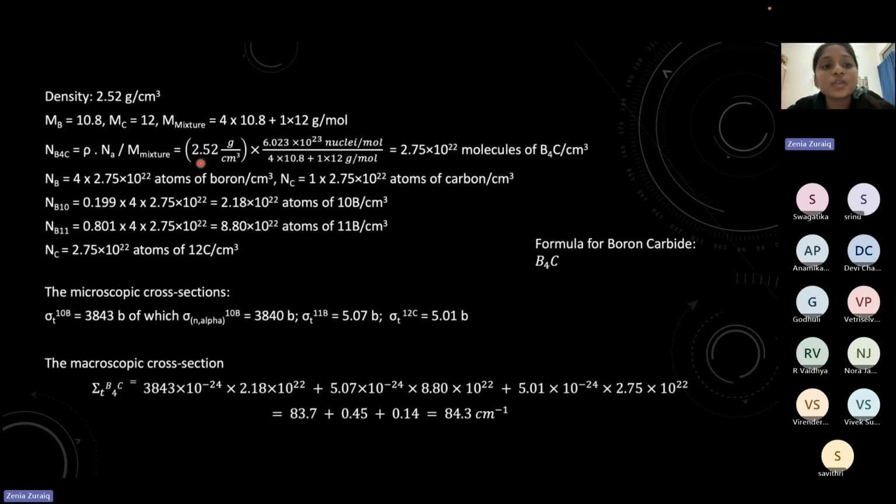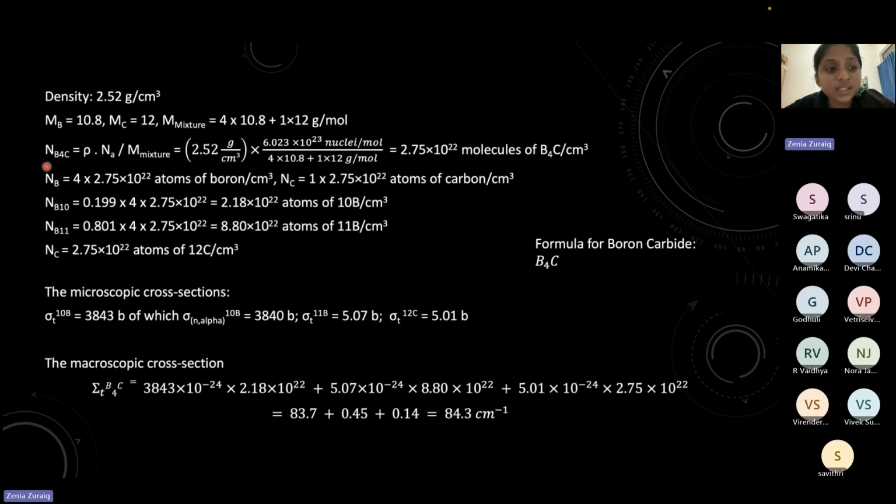So you can see here that 2.52 was given to us. This is of course Avogadro's number, and this is what we just calculated, and it comes out that there are 2.75 times 10 power 22 molecules of B4C per centimeter cube. Again, I'm reiterating, they gave us the density of boron carbide already, but that was a mass density. We want number density because we are interested in the macroscopic cross section, which is directly related to how many particles there are. It's not related to the mass of particles, because each microscopic cross section is the cross section for one particle. So I need to find the cross section for n such particles, which means I need number density and not mass density.